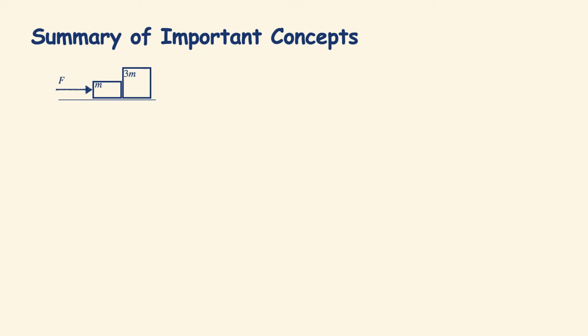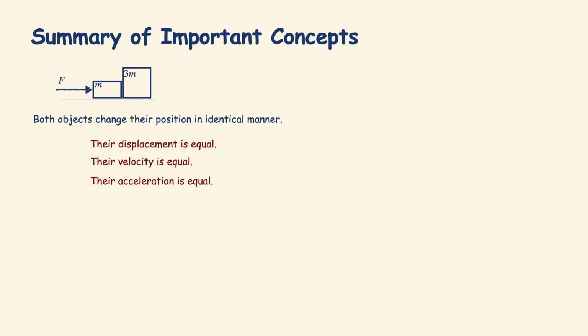The simplest case, and it's actually the first example, first video from this module, will be two blocks next to each other in physical contact. The important thing here is to recognize that both objects change their position in an identical manner, and that leads to their displacement always being equal to each other, moving with identical velocity and identical acceleration.